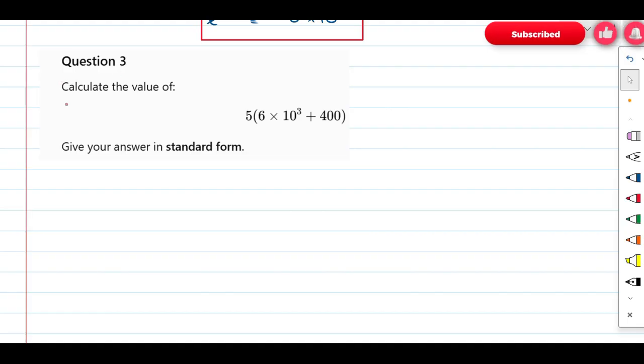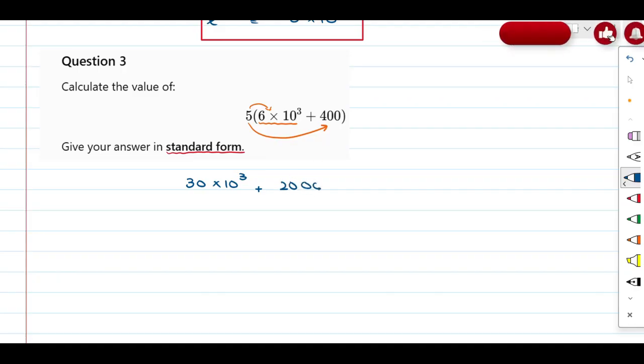We need to solve for x, right? Let me practice another exam style question. Calculate the value of this expression. Give your answer in standard form. We just need to simplify. No need to solve for any variable. Again, we need to distribute 5 on this standard form, and we need to distribute 5 on this 400, right? So 5 times 6 is 30 times 10 to the power 3, plus 5 times 4 is 20 with these two zeros.